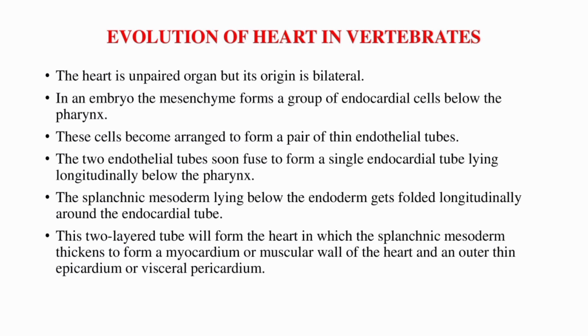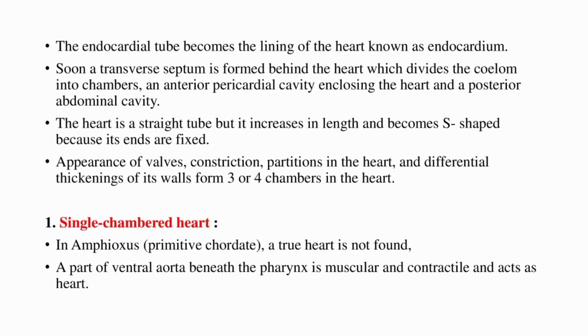The splanchnic mesoderm lying below the endoderm gets folded longitudinally around the endocardial tube. This two-layered tube will form the heart, in which the splanchnic mesoderm thickens to form a myocardium or muscular wall of the heart and an outer thin epicardium or visceral pericardium. The endocardial tube becomes the lining of the heart known as endocardium.